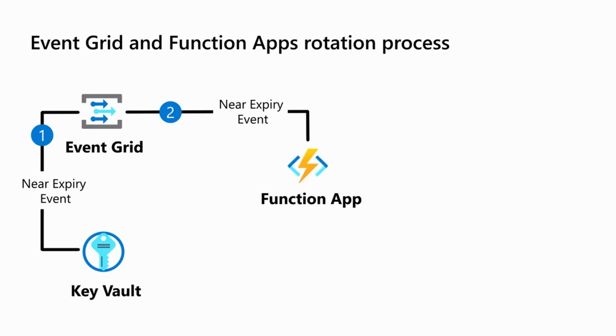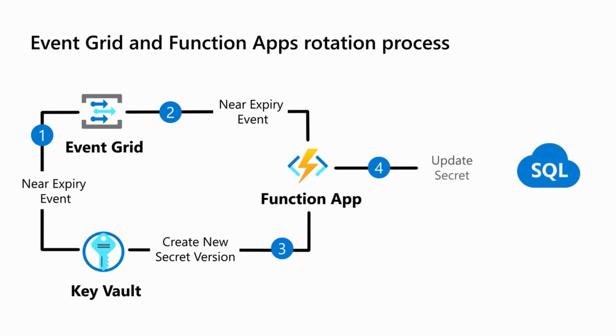Next, the function app receives the secret information, generates a new random password, and creates a new version of the secret with a new password in Key Vault. Finally, the function app updates the structured query language SQL server with the new password.